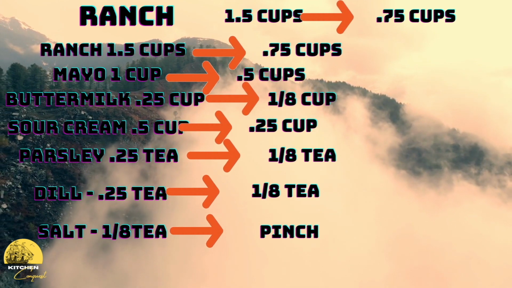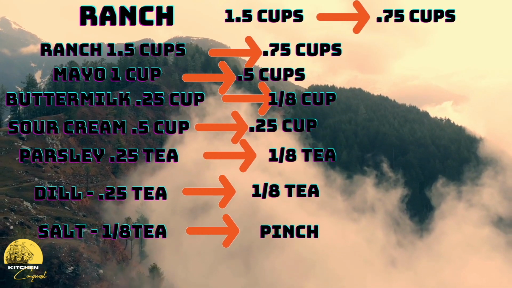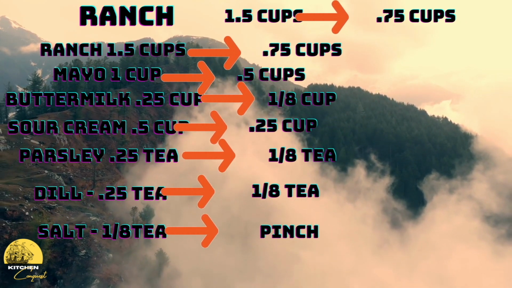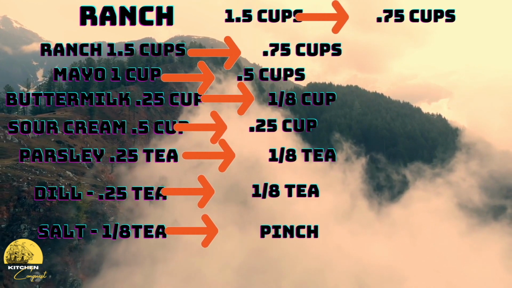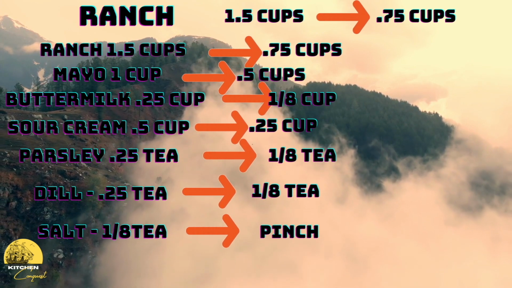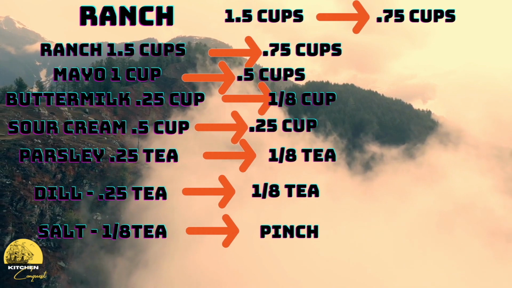Mayonnaise, I have 1 cup to start with. I'm gonna divide that by 2. That's gonna be a half cup. Buttermilk, I have 1/4 of a cup. Now money might not work in this case because there's no clean measure of unit that can divide 1/4 in half. But if you're looking at the reciprocal, half of 1/4 is 1/8. So we're looking at 1/8 of a cup.